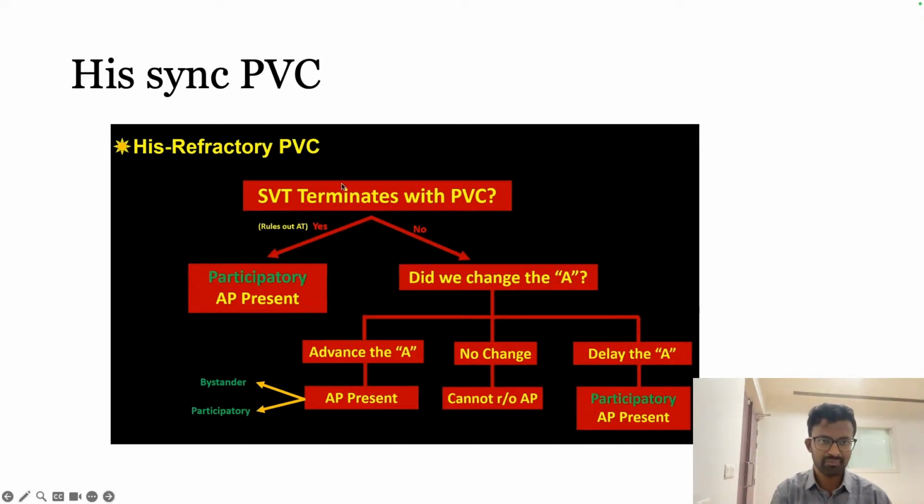For example, if the SVT terminates with that PVC, there is an assumption that an accessory pathway is present. As of now we are going with that only. Next, does it change the AA? If the A to A is pulled in and there is an assessment of pathway, then 100% there is a pathway. If there is no A to A change, the accessory pathway is ruled out and it may be AT or AVNRT, most likely AVNRT. If the AA is pulled in or delayed, there may be an accessory pathway present.